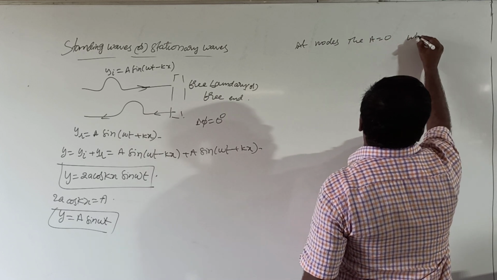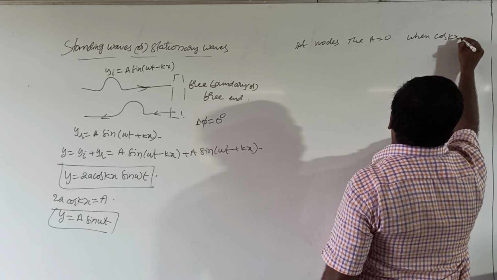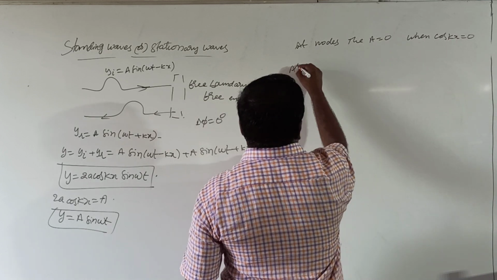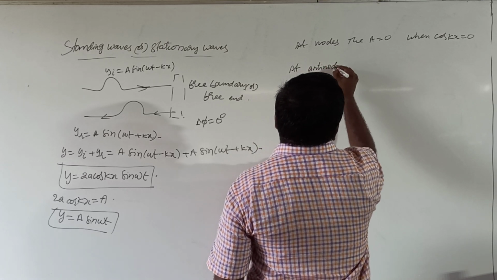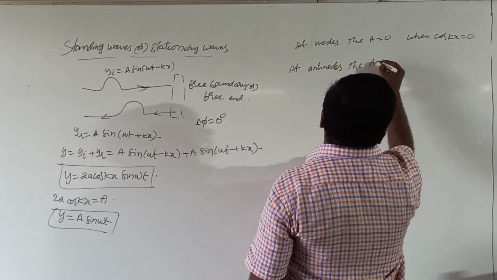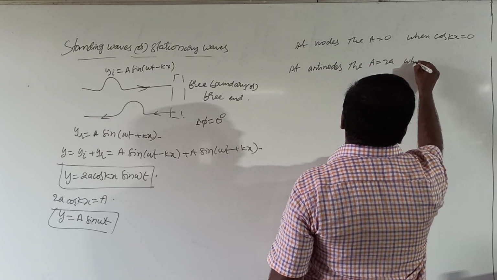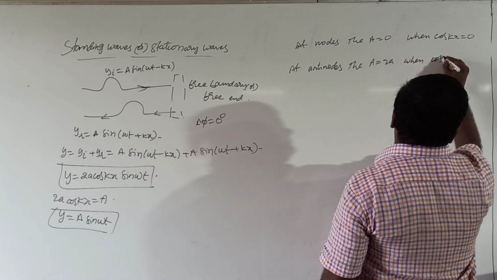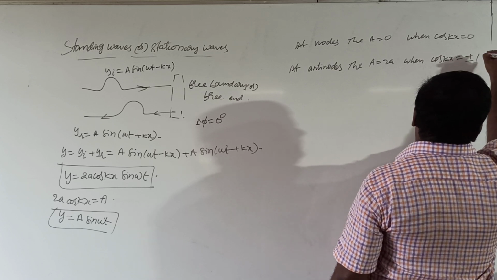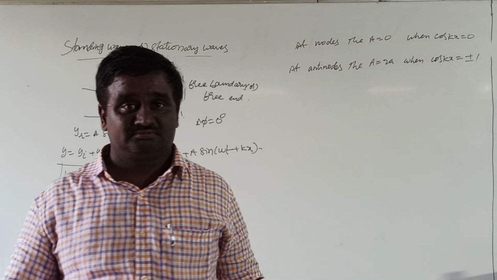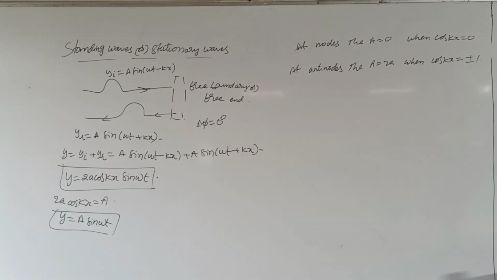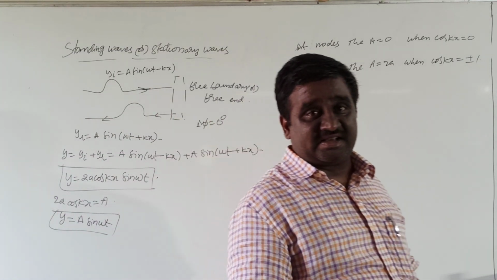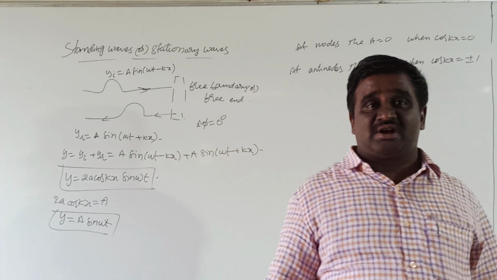A is 0 when cos kx value is equal to 0. At antinodes, the amplitude is maximum, A equal to 2a. It depends upon when cos kx value is equal to plus or minus 1. Now we are discussing the velocity of transverse waves.